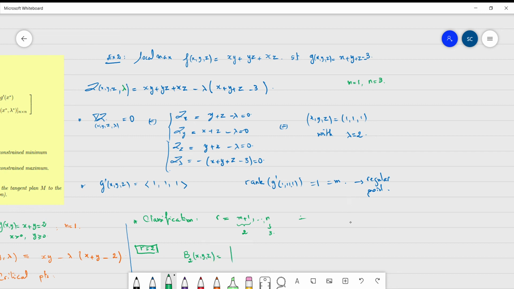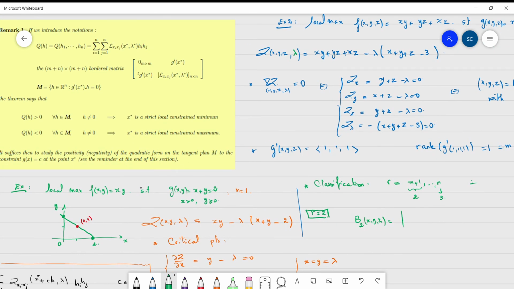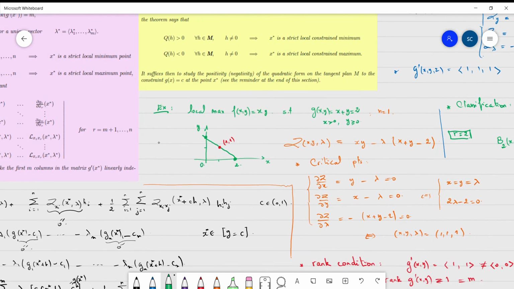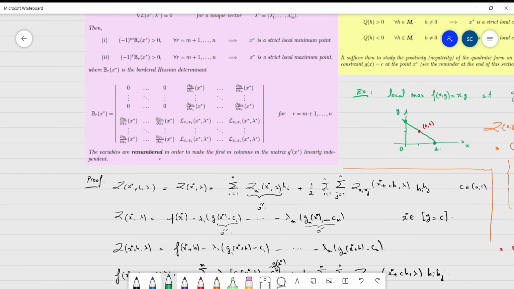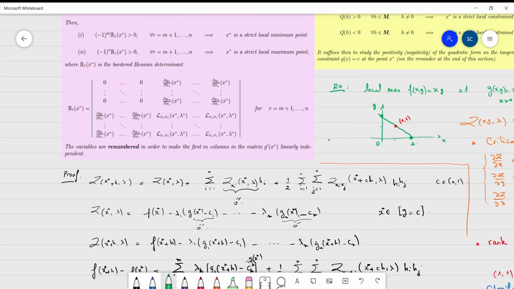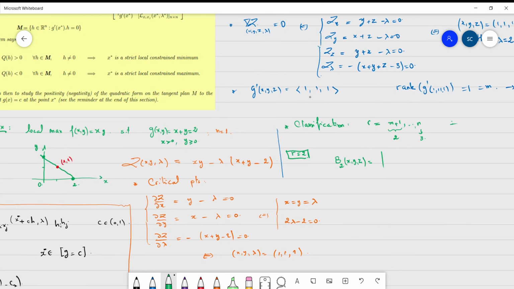So pay attention to the last line of the theorem. It says, here it is, there is this, I didn't mention this: the variables are renumbered in order to make the first m columns in the matrix linearly independent. Suppose that when you compute your derivative g prime you found 0 in the first column, it is linearly dependent, so you must change the order of your columns, which induces the change of the order of variables. You need to do this exercise so that you get used to it. For our situation, m is 1, so the first one is linearly independent. We don't need to change.